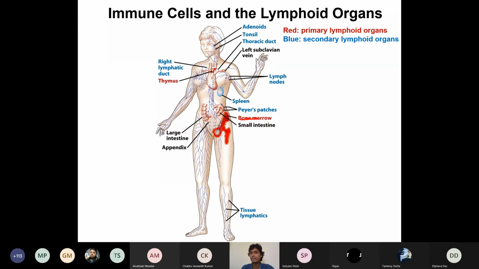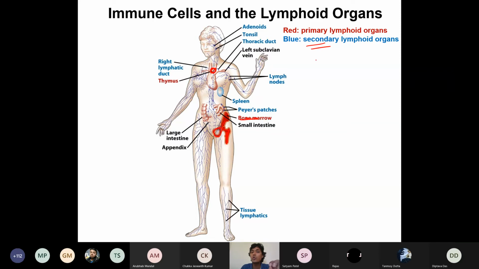Now the point is, this red color organ, bone marrow, and thymus here, those are primary lymphoid organs. That means they make these immune cells, right? Even in thymus, a little bit of important function happens. I will tell you now. And these blue color ones are the secondary lymphoid organs.